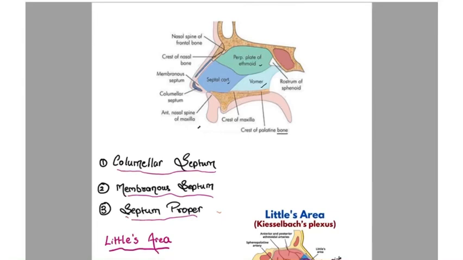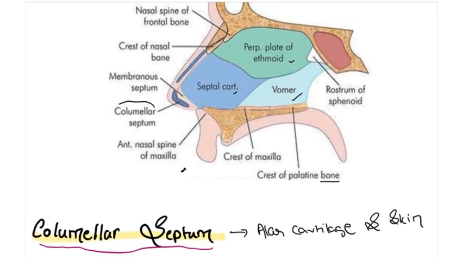So today we are going to talk about deviated nasal septum. Before that, let's just start with nasal septum. Nasal septum is formed of three parts: our columnar septum, our membranous septum, and our septum proper. Columnar septum is basically lined by alar cartilage on the inside and it has skin on the outside. Membranous septum is lined just by skin. So if you see, this columnar septum and the membranous septum are the movable parts.